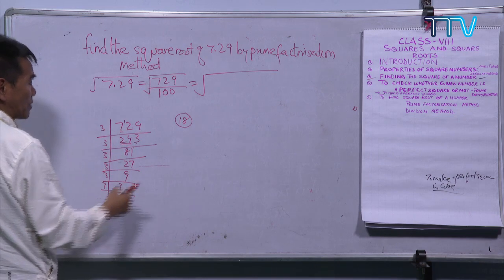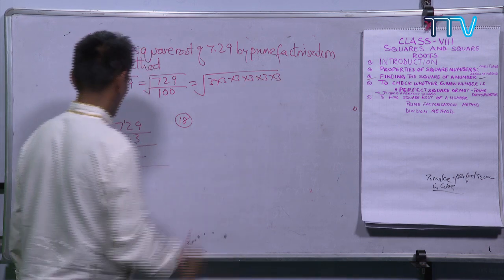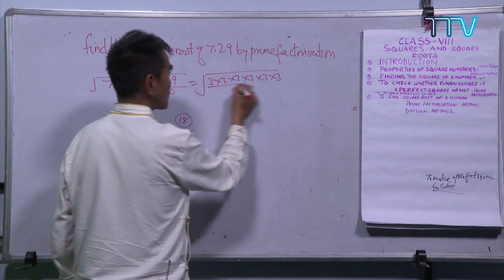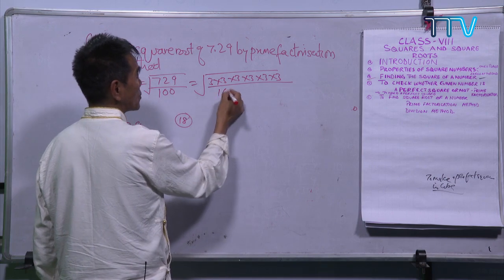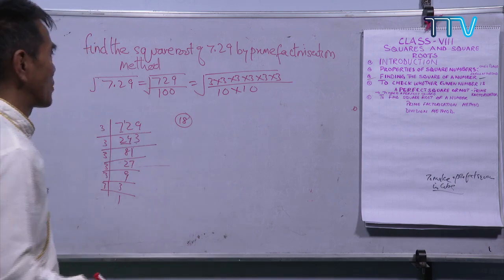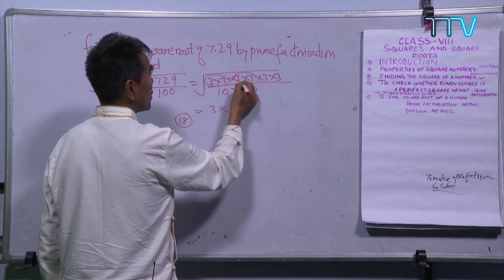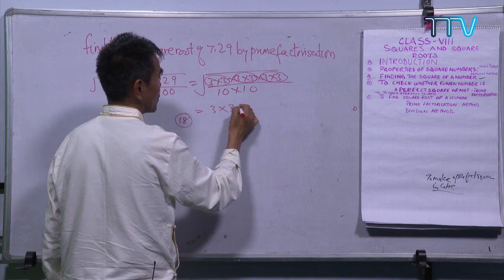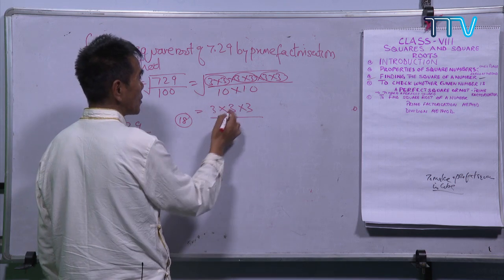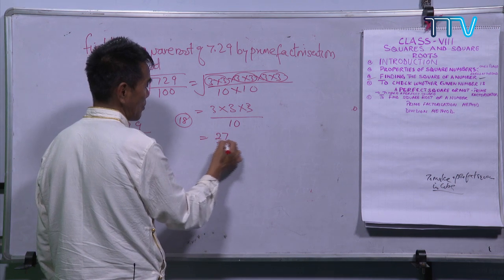The prime factors of 729 are six 3s. The denominator 100 has prime factors 10 multiplied by 10. For the numerator, each pair of 3s, you take one 3 out. So 3 times 3 times 3 is 27, over 10.